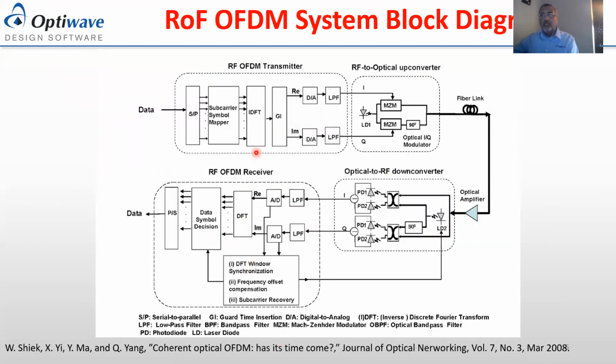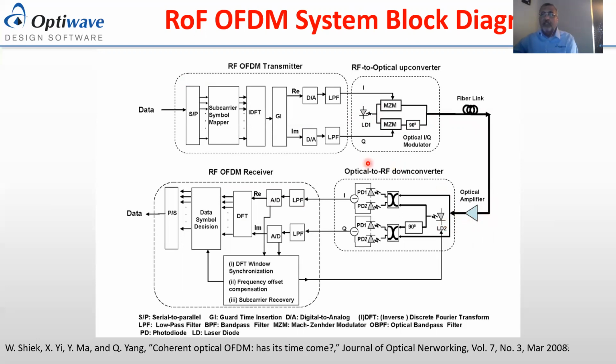In this chart here, it's basically the block diagram of a radio over fiber OFDM system. The first block here is the RF OFDM transmitter, where the data is modulated with the QAM, as well as carried over the orthogonal frequency division subcarriers of the orthogonal frequency division multiplexing. And then this block is the conversion from the radio frequency range to optical signal, using the modulation of the laser, and then the light is carried over the fiber and amplified to compensate for the losses in the system.